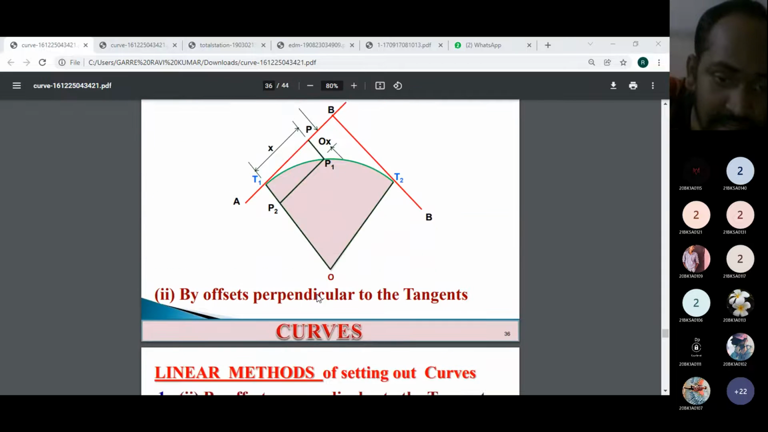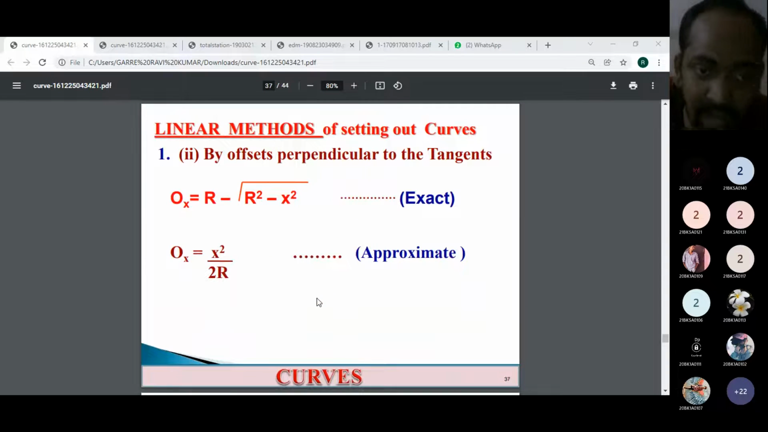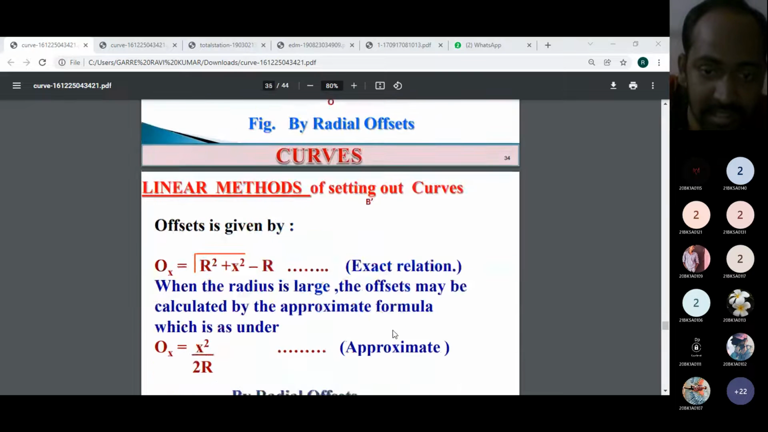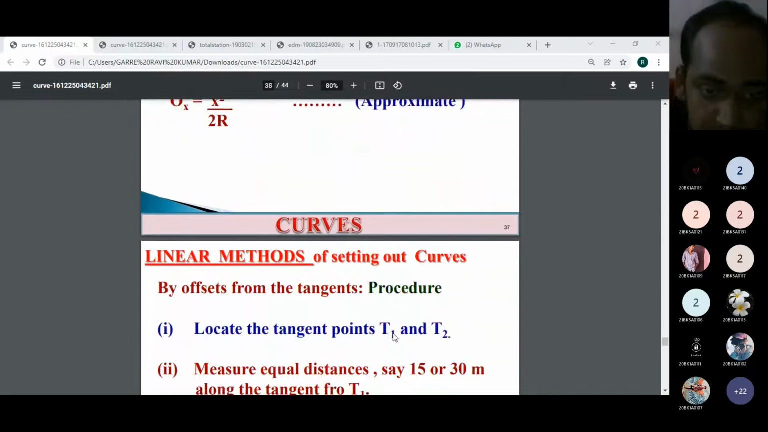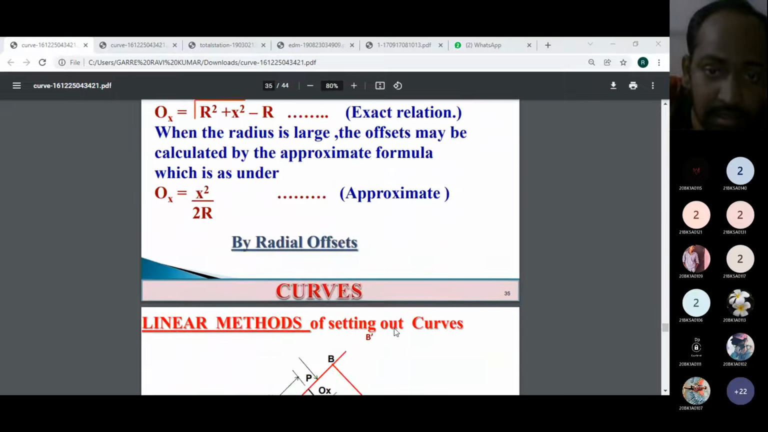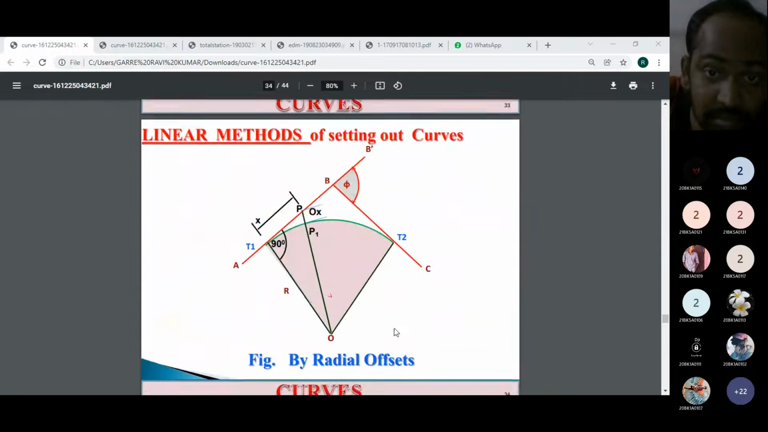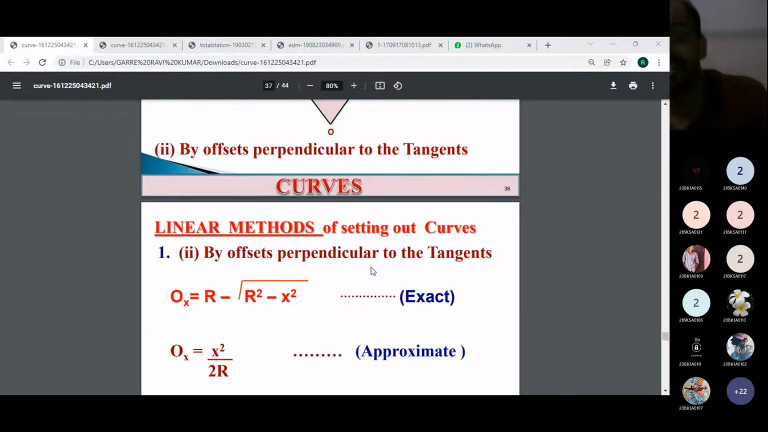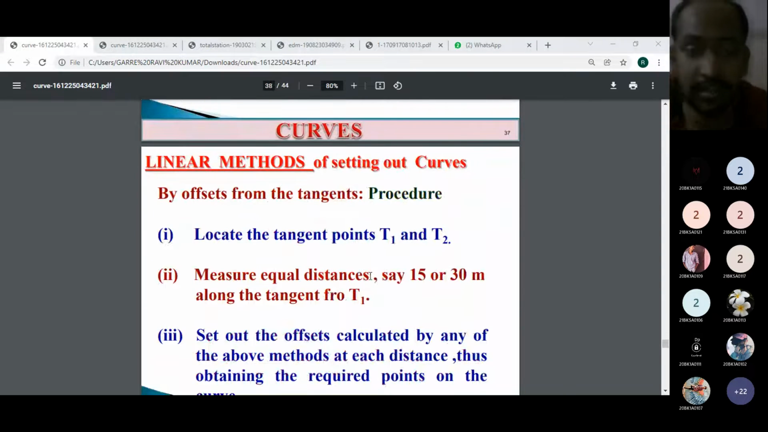And this is one more method. This is one more formula we have: Ox is equal to x square by 2r. It is used when we have to set out the offset which is radial to the tangent, or perpendicular to the chord. In both cases we can set out the offsets here. Whatever the method, this is the procedure to set out the curve in the field by using the offsets.